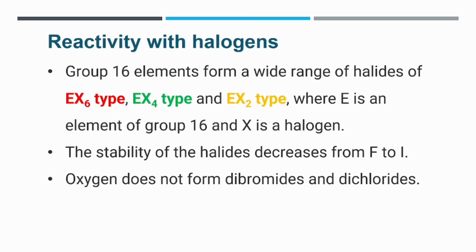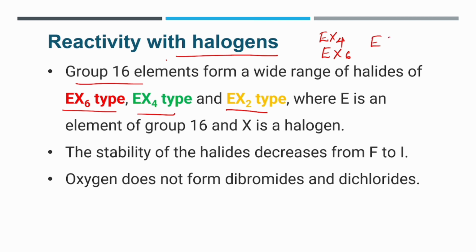Next is the reactivity with halogens. Group 16 elements form a wide range of halides. They are of the types EX6, EX4 and EX2. These are the general formulas of the halides formed, where E is the element of group 16 and X is a halogen, we know.